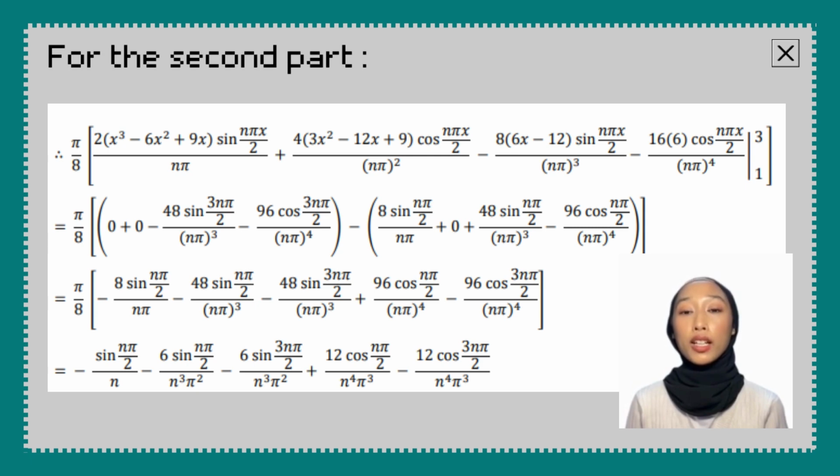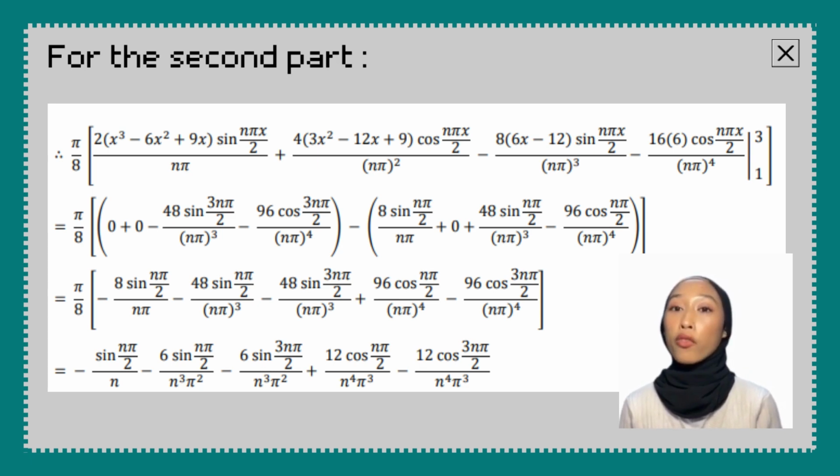Therefore, our second part of AN is negative sin n pi over 2 minus 6 sin n pi over 2 over n cubed pi square minus 6 sin 3 n pi over 2 over n cubed pi square plus 12 cos n pi over 2 over n power of 4 pi cubed minus 12 cos 3 n pi over 2 over n power of 4 pi cubed.